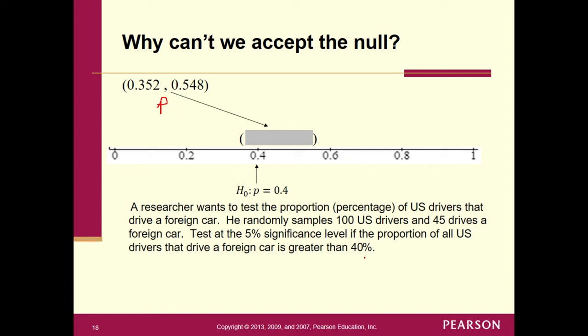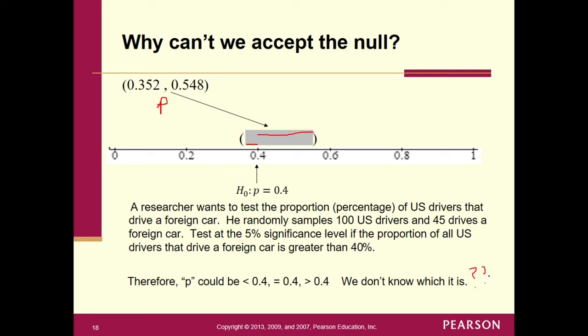But we're not saying that it's equal to 0.4. Actually, what is our confidence interval saying? It could be less than 0.4. So here are the numbers less than 0.4. It could be equal to 0.4, or it could be greater than 0.4. And we don't know which one it is. Simple as that. We don't know which one it is. So do you see how you cannot accept the null hypothesis as being 0.4?